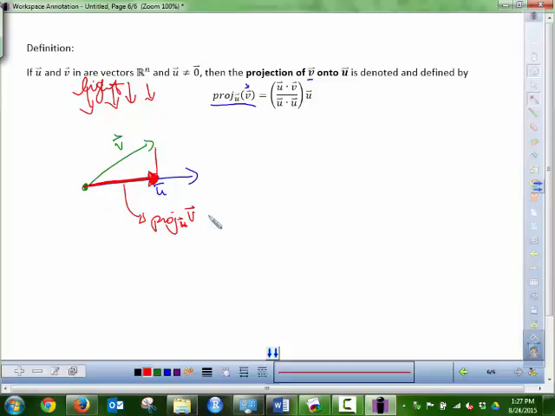So this projection vector, if it's parallel to u, should be just a scalar multiple of the u vector, right? So the question is, what is that scalar multiple? Well, we could derive it, or, I mean, the formula is here already, so maybe we don't have to derive it. But if you want to derive it, you would take a look at this as a triangle.